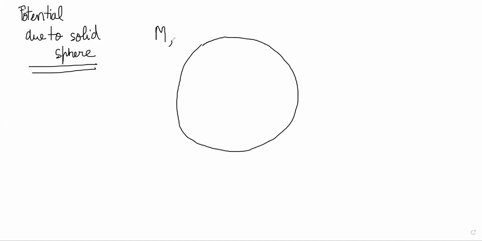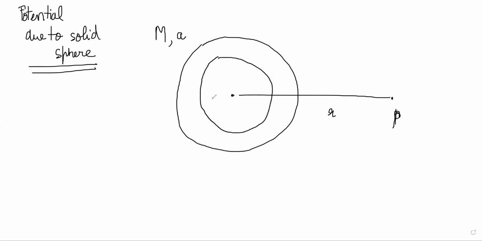So again, there are multiple cases. Now it is a solid sphere of mass m, radius same a, point is somewhere here, distance between center and the point is r. Now what we need to derive is potential due to this situation. What we will use now is the derivation in the previous section, because now we know what happens if there is a spherical shell.